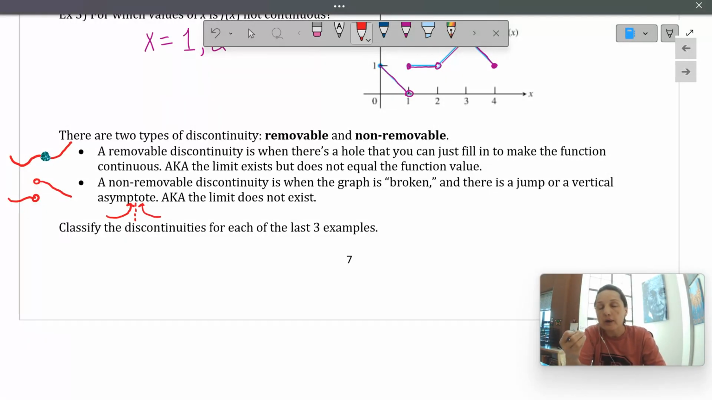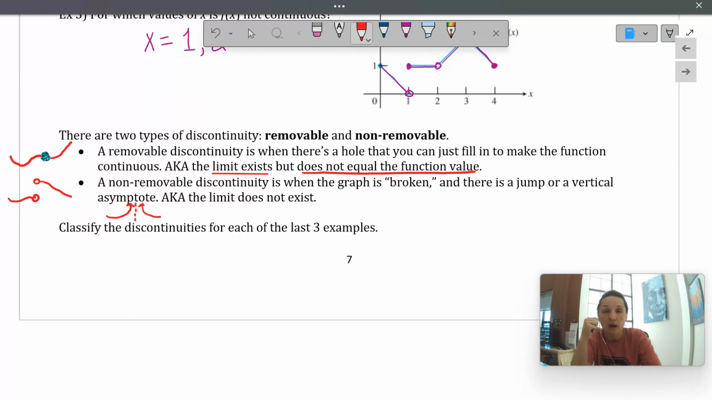The algebraic or numerical definition of removable versus non-removable has to do with the limit. If the limit exists but does not equal the function value, either because the function value is another number or because the function doesn't have a value there, then it's removable. So if the limit goes to 4 but the function equals 7, that's removable discontinuity.